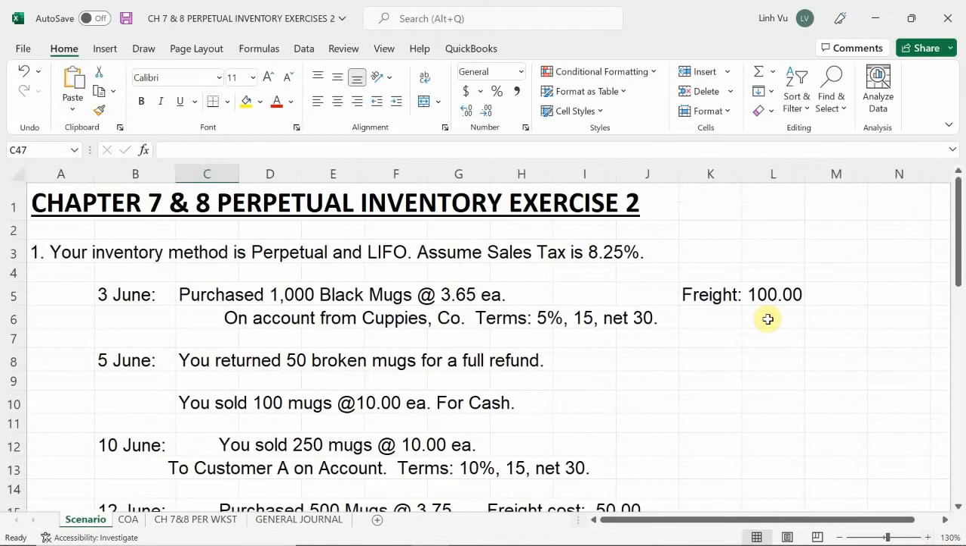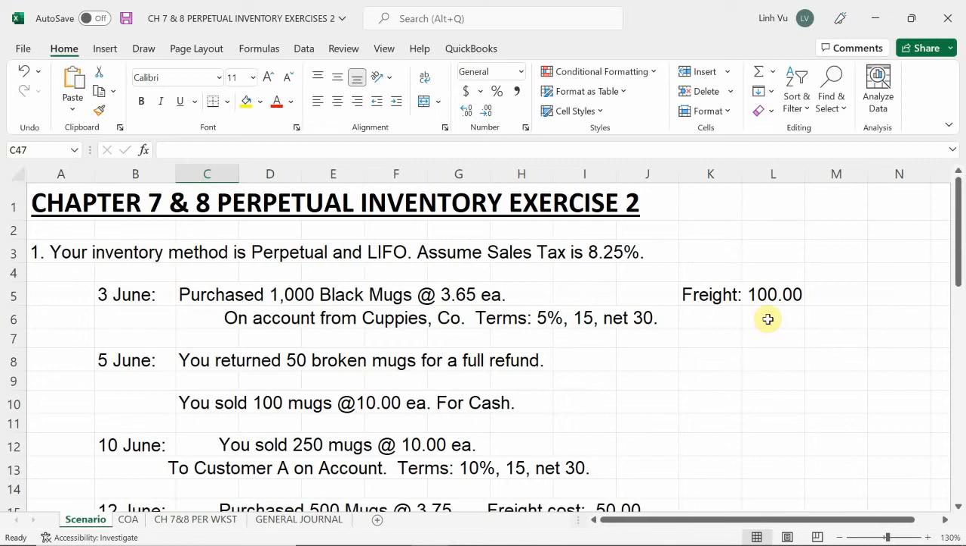Here's what you need to know. Your inventory method is perpetual and it's LIFO. Assume that sales tax is 8.25%. The first thing you did on June 3rd was purchase 1,000 black mugs for $3.65 each, and the freight cost you $100. Of course you put it on an account from Cuppies Co. with terms of 5% 15 net 30.